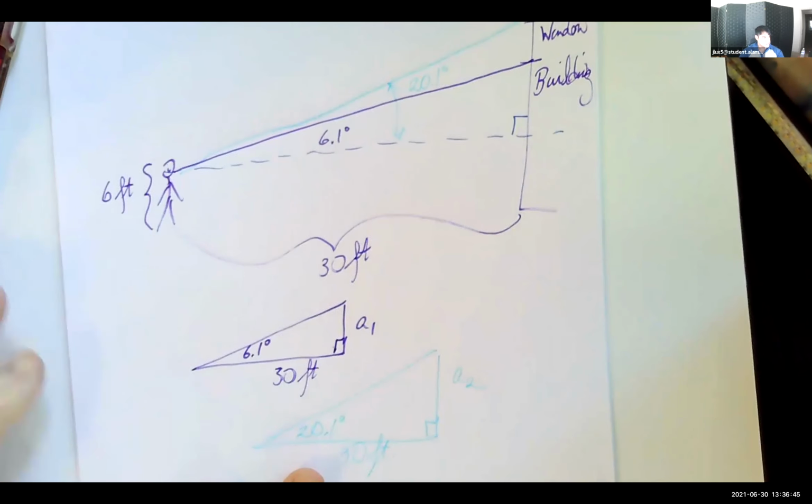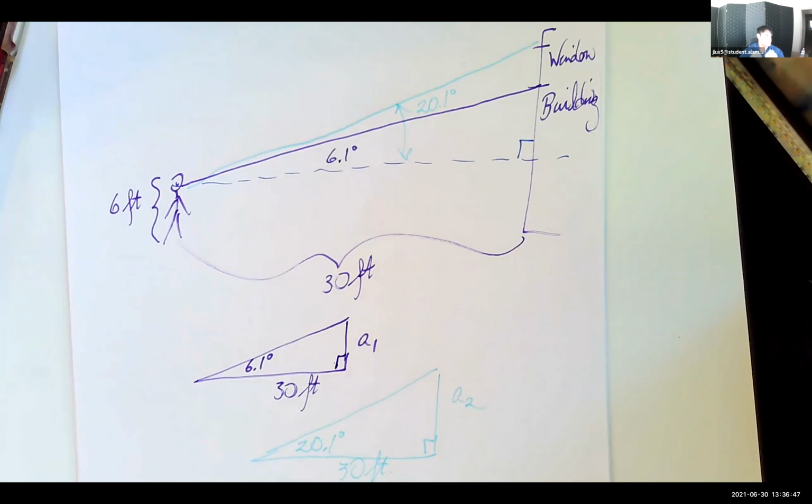From an eye level of 6 feet, an observer standing 30 feet away from a building sights the bottom of a window at an angle of elevation of 6.1 degrees. He sights the top of the window at an angle of elevation of 20.1 degrees. Find the vertical dimension of the window, rounded to the nearest tenth of a foot.